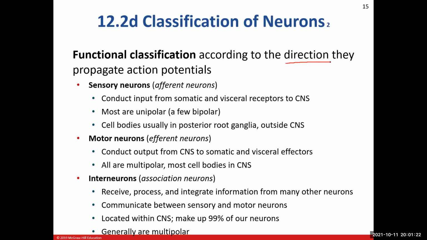So real simple. Sensory neurons, also known as afferents, they're going to conduct sensory input information to the central nervous system. So that means it's going to conduct input from the somatic sensory nervous system and the visceral sensory nervous system. It's going to conduct that input from those receptors to the central nervous system.